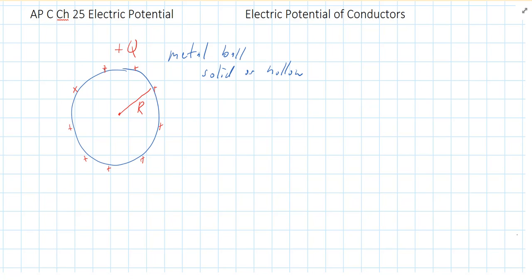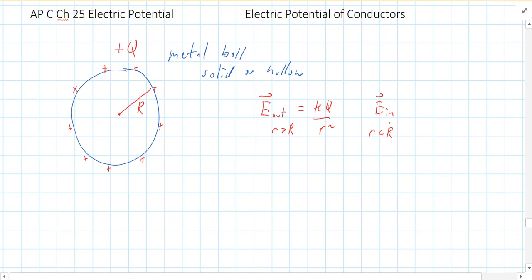What's the voltage at different locations? Well, let me start with electric field. We learned in the previous chapter that the electric field anywhere outside the ball, so r bigger than the radius of the ball, just behaves like a point charge. So it's KQ over r squared. And we also learned that E inside the ball, r less than R, is 0. There is no electric field inside that ball of charge.